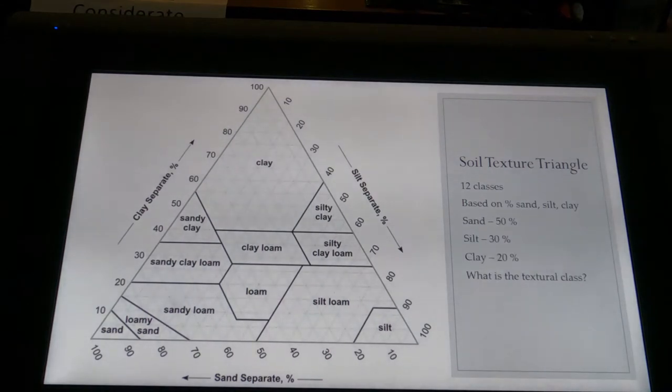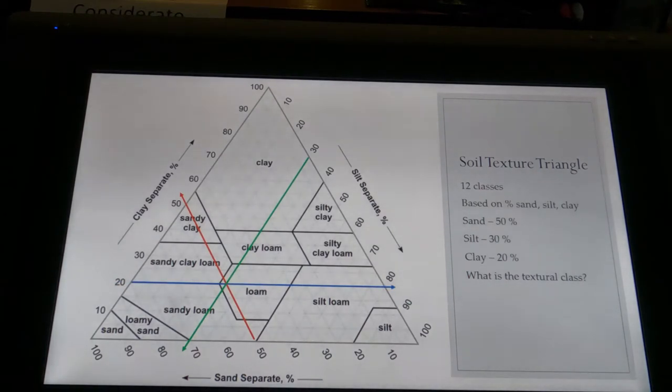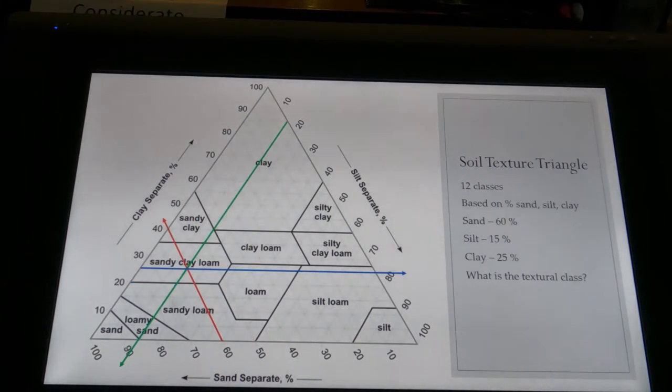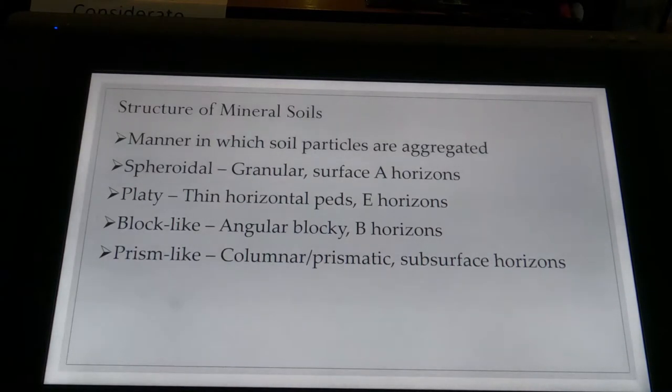method. Remember we did our textural triangle: sand, silt, and clay. 50% sand, 30% clay, we know we have a loam. And just to finish it out, we come across with 50% sand, 30% silt, and 20% clay. We come across with 60% sand, 15% silt. Right there in the middle, we have a sandy clay loam.